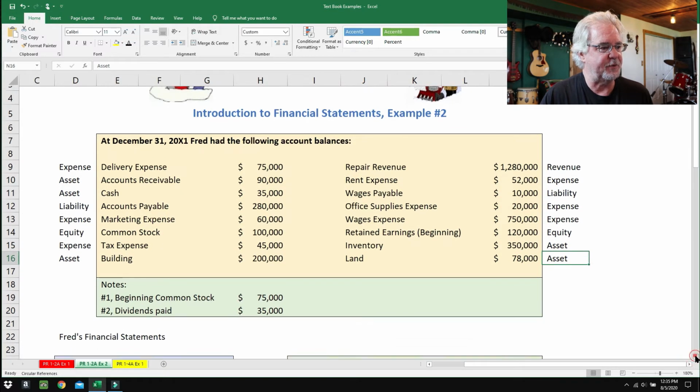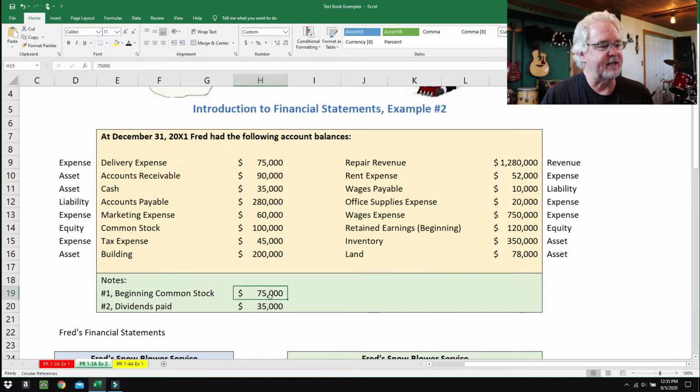I've got a little bit more information right here. The beginning common stock was $75,000. So apparently common stock went from 75 at the beginning of the year to 100,000 at the end of the year. It looks to me like Fred contributed another $25,000 into the business. So it looks like Fred invested another $25,000. Dividends paid. Fred withdrew money out of the business as dividends. They're the same thing as owner withdrawals. Fred is taking money out of the business for his own personal purposes, which he should. It's his business, right?